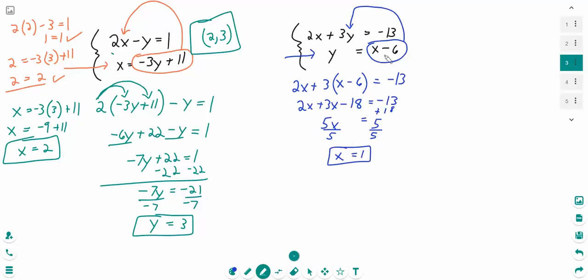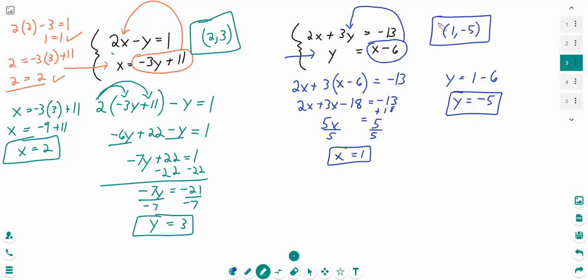Now we'll plug that back in. The easiest one would be the second one here. It's a less complicated equation, so let's just use that. So we have y is equal to x, which we say is 1, minus 6. So y is going to be equal to negative 5. So my solution ordered pair is going to be 1, negative 5. And that would be my answer.